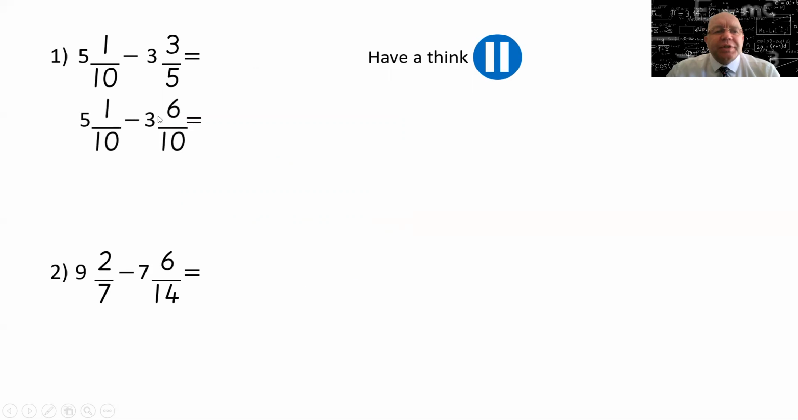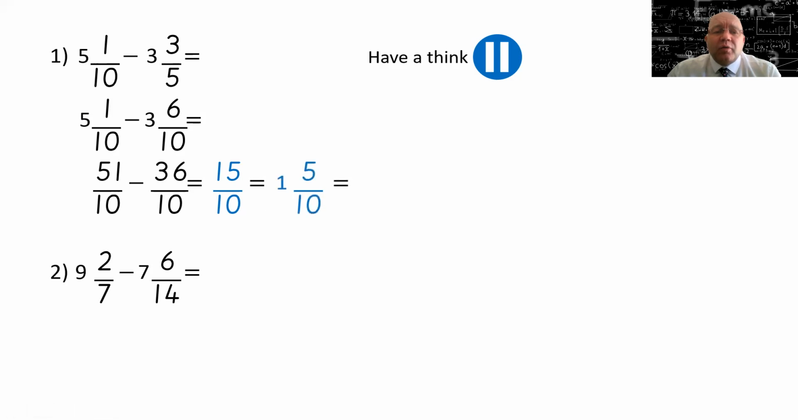Well, the first one, we start with our common denominator. So our 3 3/5 becomes 3 6/10. We've now got 5 1/10, take away 3 6/10. Let's turn them into improper fractions. 5 10ths are 50 plus the 1 is 51 over 10. 3 10ths are 30 plus the 6 is 36 over 10. 51 take away 36 is 15 over 10. And then we can simplify that into a mixed number of 1 5/10, or 1 1/2.